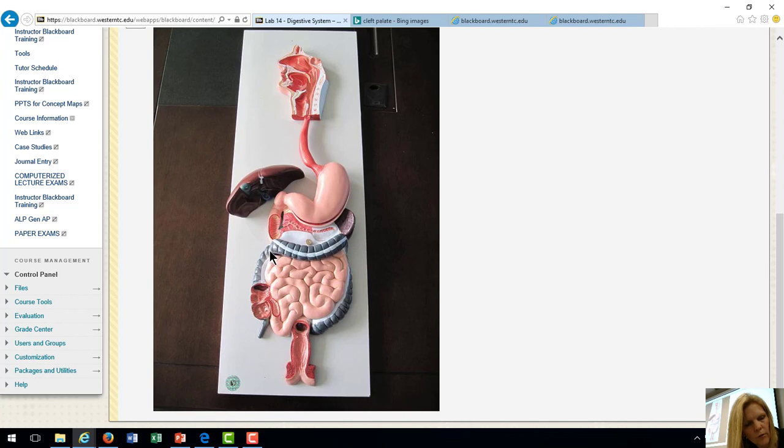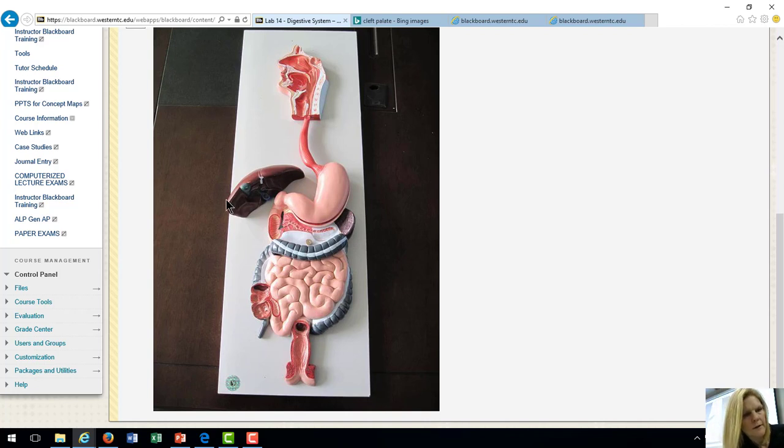And we have the right colic flexure, transverse colon coming across. Then we have the left colic flexure. There's the spleen, but that's not part of the digestive system, so you don't need to know that. Then we come down here on the outside, descending colon, sigmoid colon. This is the rectum here. This wider portion where it narrows is the anal canal. And then the last part is the anal sphincter.